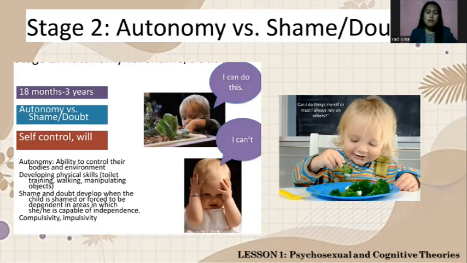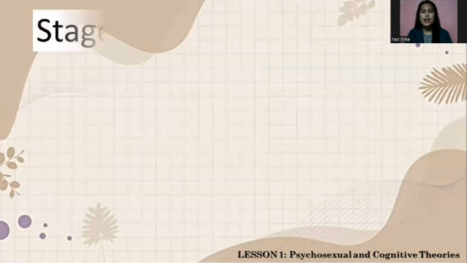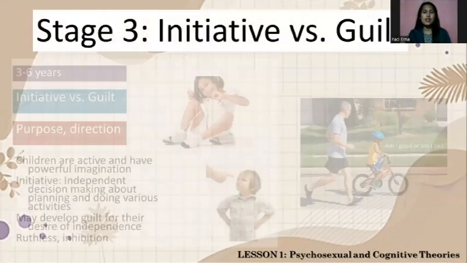The shame and doubt develop when the child is shamed or forced to be dependent in areas in which he or she is capable of independence: compulsive, impulsive. So this is the result of that one. Okay, the autonomy is positive, the shame and doubt is the negative one. Next, let's go with initiative versus guilt.